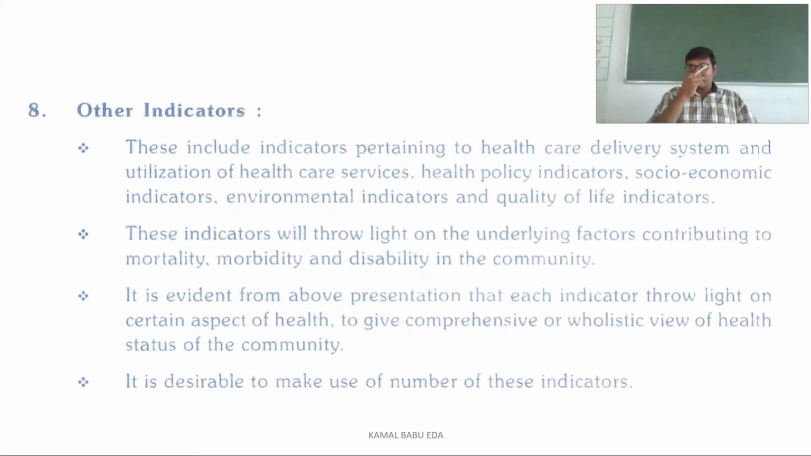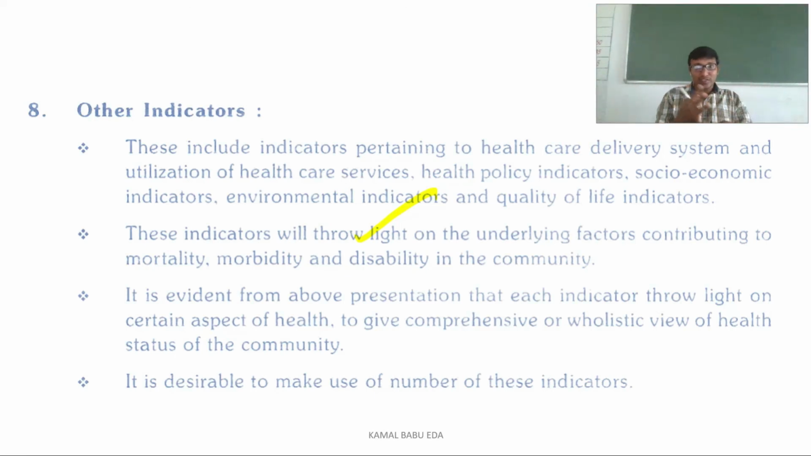And lastly, the other indicators, they are including the healthcare delivery system, how the people are using the healthcare services, how the health policy is mainly given to the community, what is the socio-economic indicator, health policy indicator, environmental indicator, and quality of life indicator. So these indicators will throw light on the underlying factors. So with the help of these indicators, mainly we are focusing on these particular things.